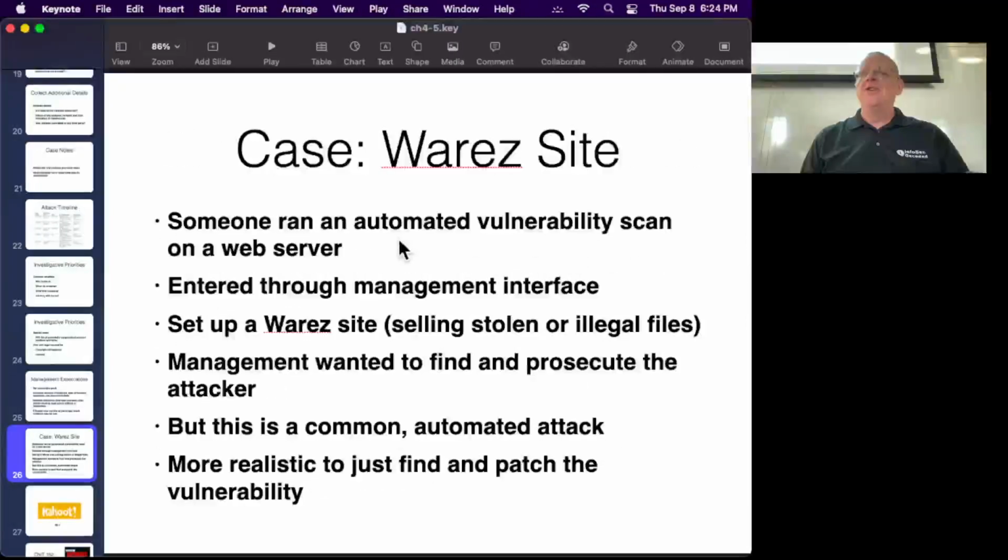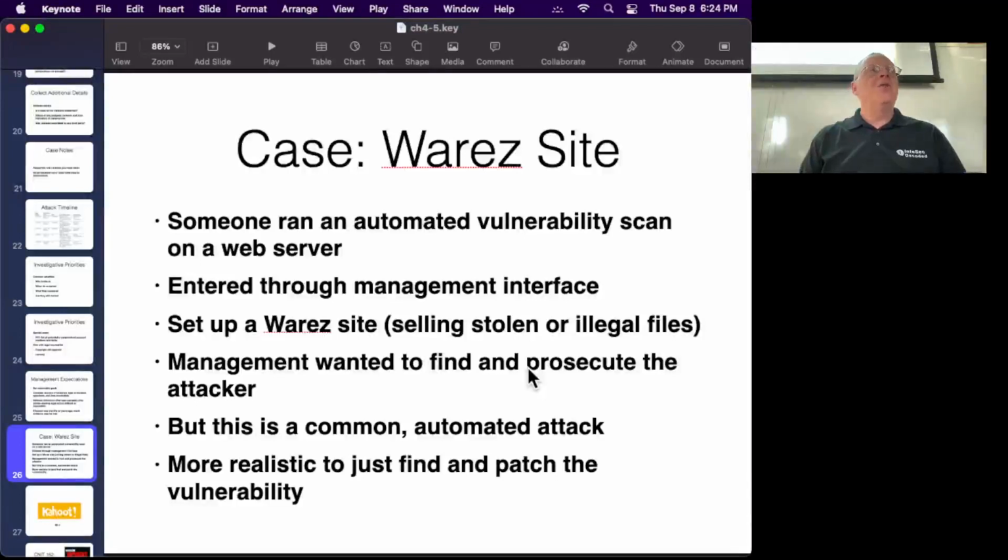So here's an example. Someone ran an automated vulnerability scan on a web server and found a management interface. They managed to enter through the management interface and gain the right to add files to the system. So now they've set up a wares site. This happens pretty often. They're selling something illegal, or malware, or pornography, or something from your server. So now they were selling stolen illegal files from the company. And so the management found out, and they got very mad, and they wanted to prosecute the attacker.